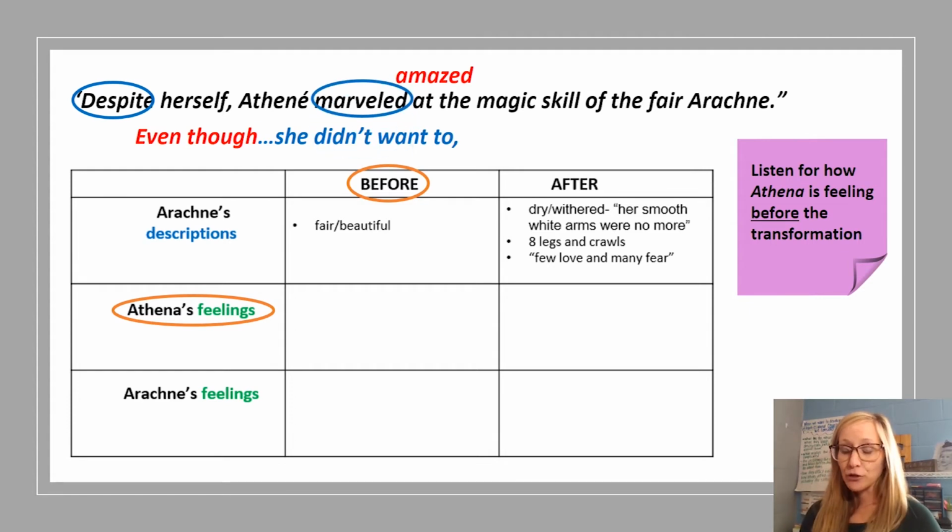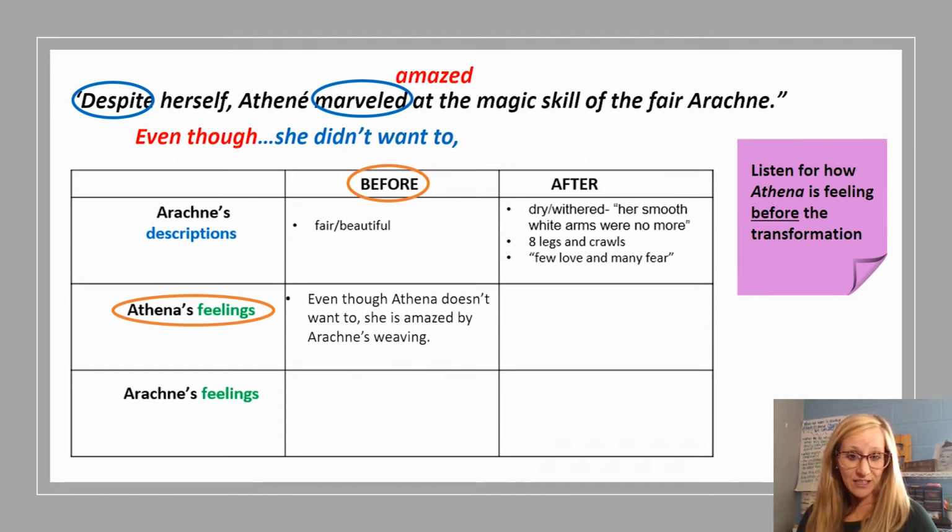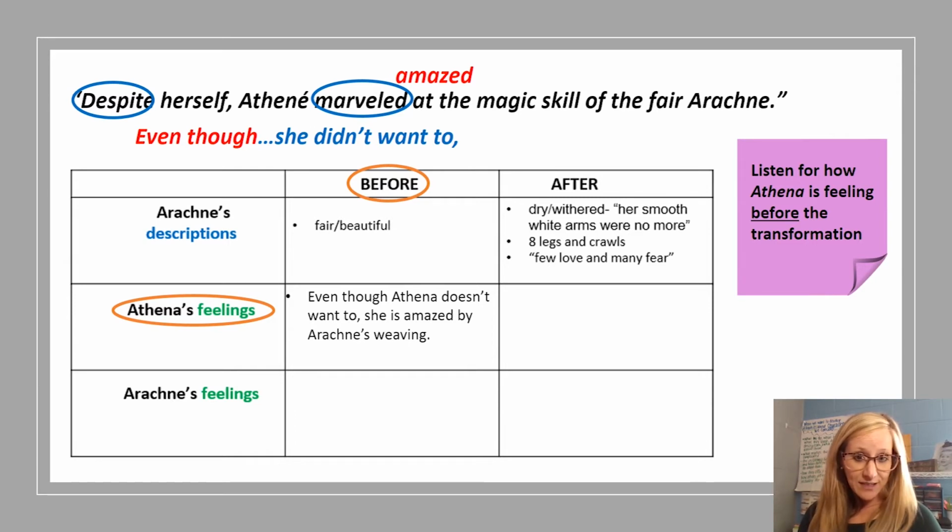Well, she marveled. She was amazed by Arachne's weaving. So how might we say this in our own words about how Athena was feeling before she transformed Arachne into a spider? Yeah, I think it's that she was amazed by Arachne's weaving. So even though Athena doesn't want to, she is amazed by Arachne's weaving. So add that to your chart of how Athena felt before the transformation to a spider.